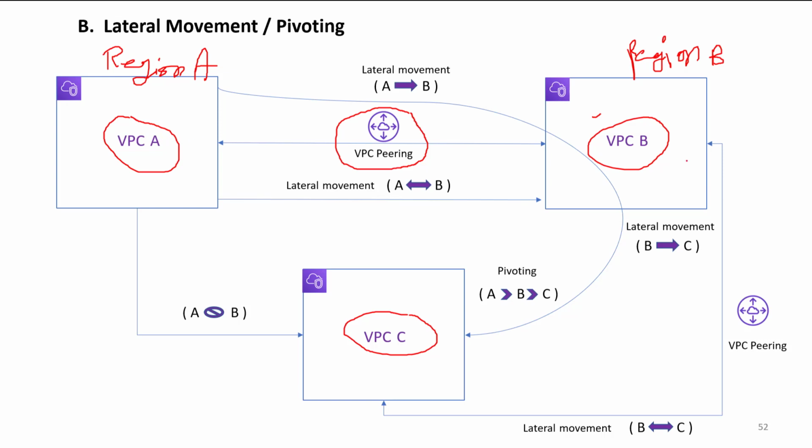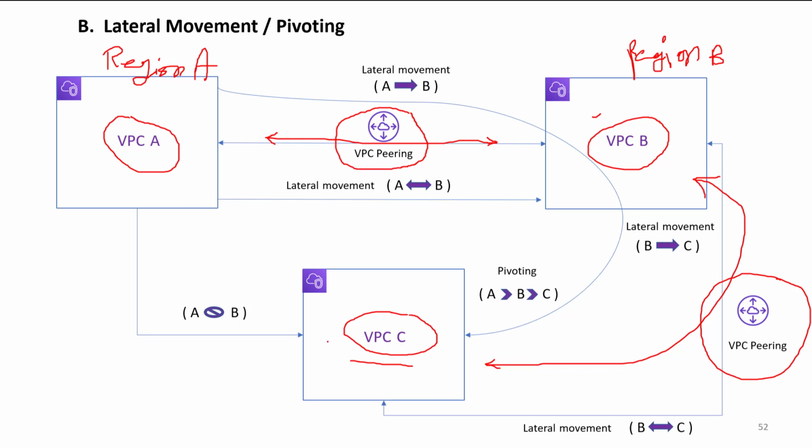In this scenario, suppose we have three VPCs. A VPC peering connection is established between VPC A and VPC B, and it's a bidirectional connection. That means resources within VPC A can access the resources within VPC B, and vice versa. Second, we have VPC C also. You can see we have a peering connection between VPC B and VPC C.